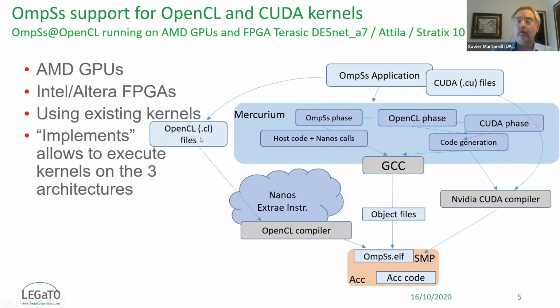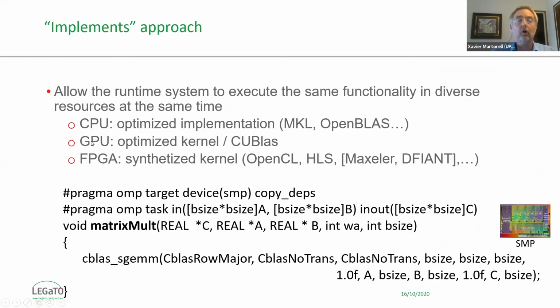Otherwise, in fact, for FPGAs, for instance, we compile the OpenCL files first, and then we provide to the runtime the binary version of those files, which is the bitstream that we use to program the FPGA. And I think here is the key: what we call the implements clause in OMS.